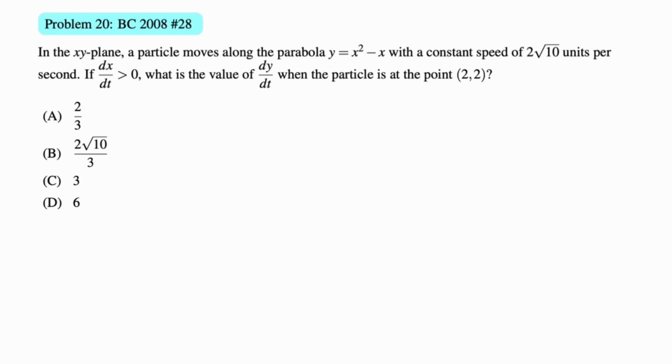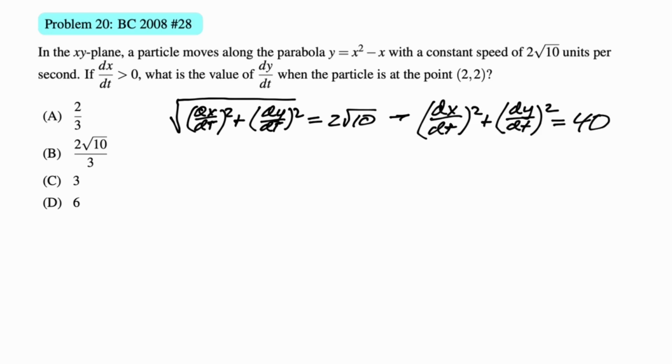So speed for parametrics is the square root of dx dt squared plus dy dt squared. So they're basically telling us that the square root of whatever is equal to 2 root 10. We can square that and get that dx dt squared plus dy dt squared is 40. That's an equation.